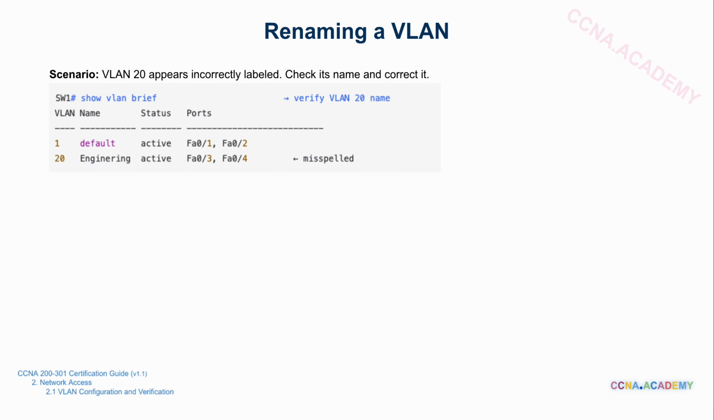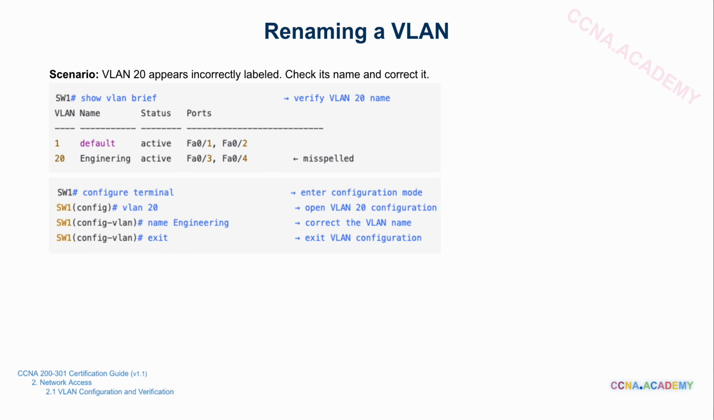First, we verify the current VLAN name by displaying the VLAN table. This confirms that VLAN 20 exists and shows that its name is incorrect. Next, we enter configuration mode, access VLAN 20 by specifying its VLAN number, and assign the correct name. Renaming the VLAN updates only the label and does not affect traffic or port membership.